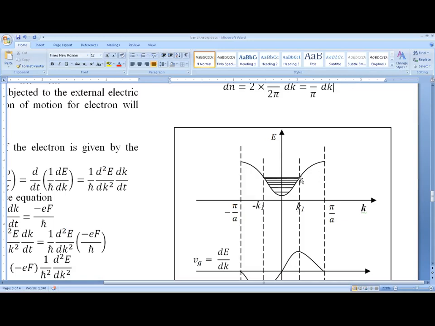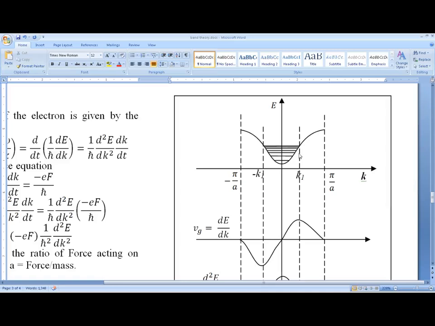So there is a point of inflection here where the slope becomes positive, once again decreases, and goes back to 0. So these are some special points which are depicted as k1, of course minus k1 and plus k1, within this minus pi by a to plus pi by a. So this has got some importance. So we are going to see what happens here. So this is the E versus K diagram. That's all.